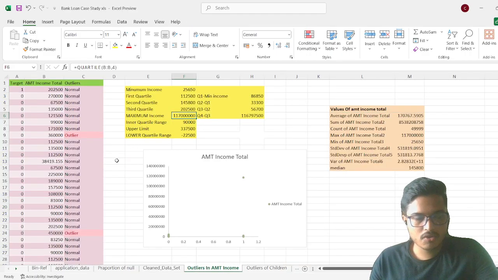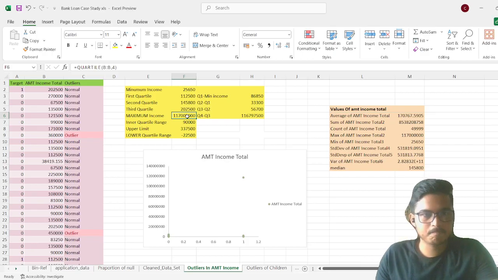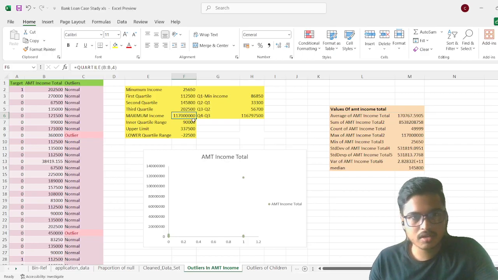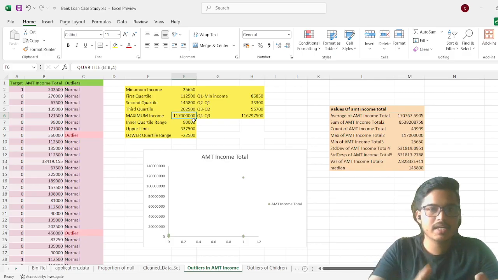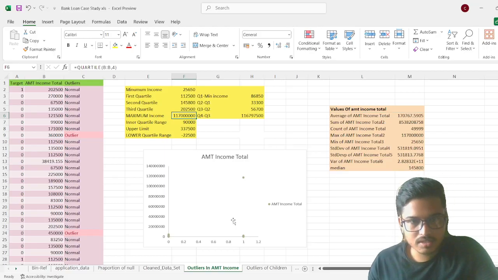So how do we actually find the outliers? First, we find the minimum income, the first quartile, second quartile, third quartile, and also the maximum income, which is 11 crore 70 lakh, a vast number. And this will make the analysis worse. Why? Because we can see this graph.